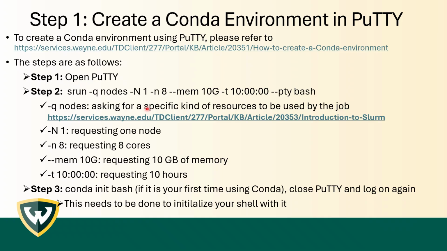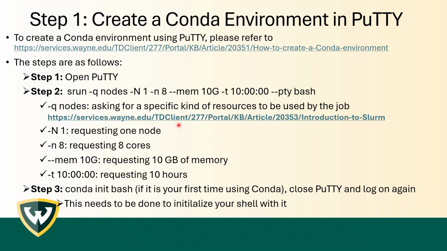and then we need to submit an interactive job to the batch queue system, where we can ask for a specific kind of resources to be used by the job. The following link lists the resources that are available specifically for the WSU grid. In addition to that, we can request the number of nodes. For example, here we are requesting one node, 8 cores, 10 GB of memory for 10 hours.